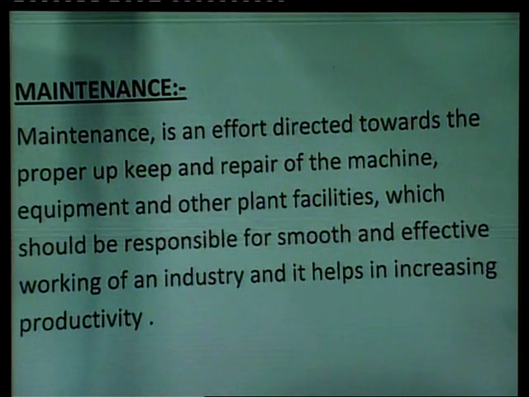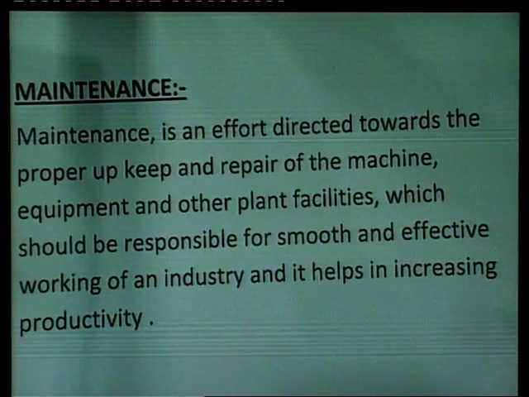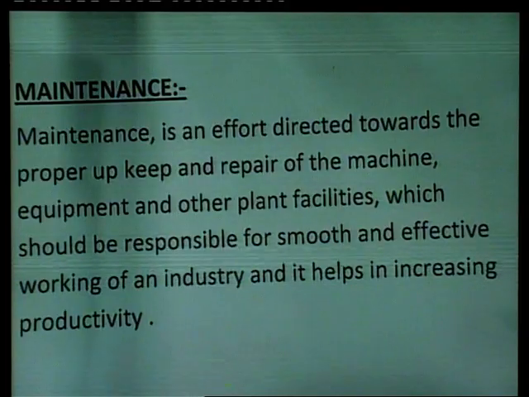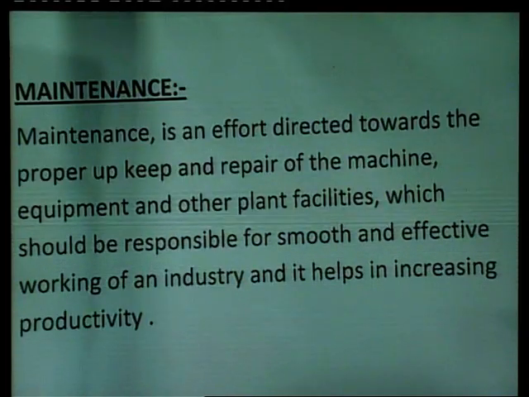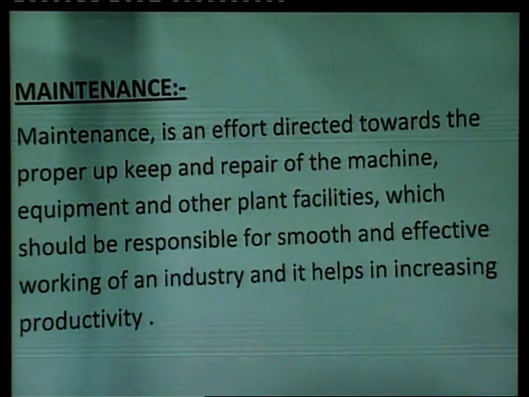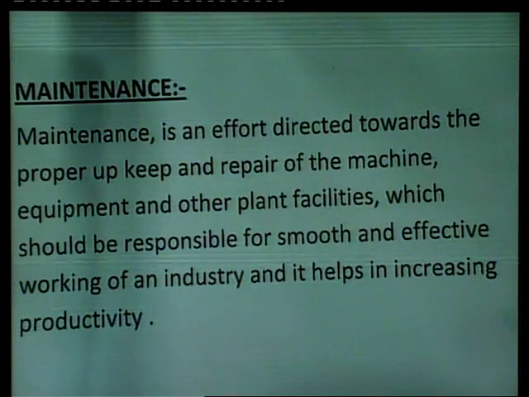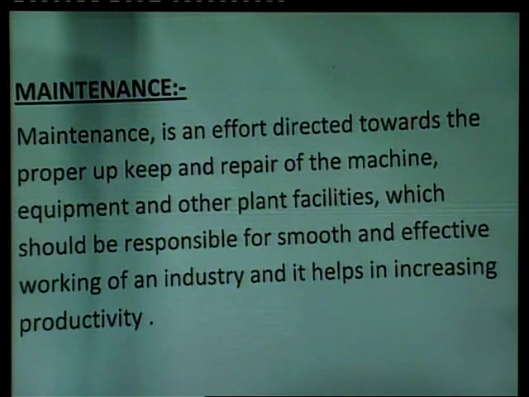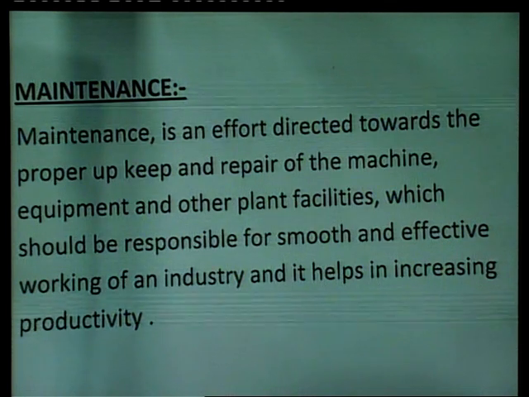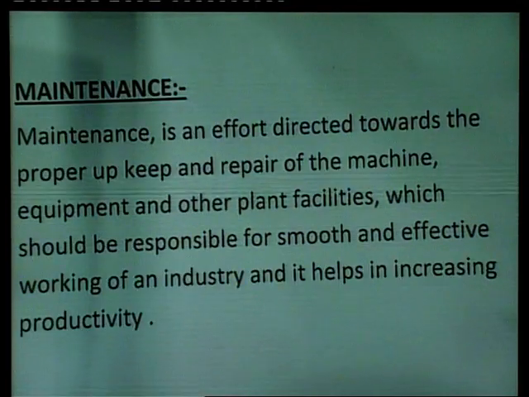So, due to the development of technology, the design of the production machines has become so complicated in construction and operation. These machines involve very high cost, and due to high cost, their idle or non-productive time, or downtime, becomes much more expensive. So, due to this reason, it becomes necessary that the plant machinery should be properly maintained. So, maintenance is very important.